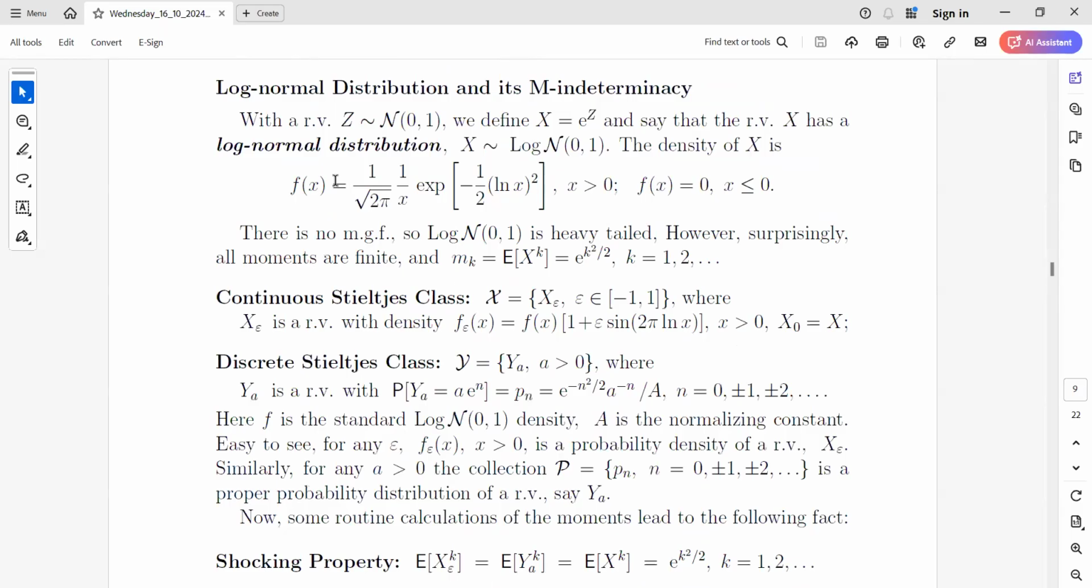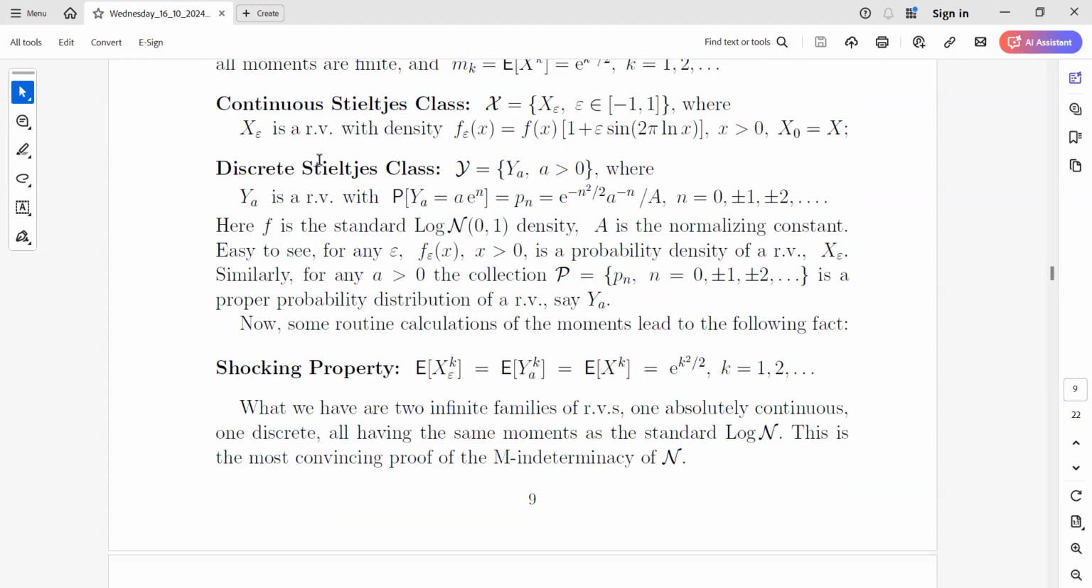Now something about the log normal and its moment determinacy. So this is the definition. This is the density everybody knows. It's heavy tail, no moment generating function. However, we can calculate, surprisingly, the moments. Look at the very beautiful expression.